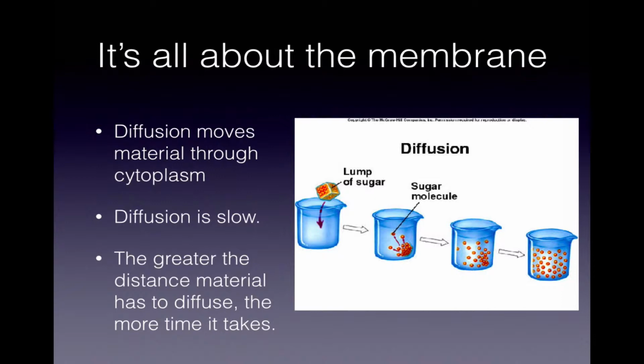Just to remind you what diffusion is: simply the spreading of molecules from where they once were to where there were no molecules, or in other words, the spreading of molecules or atoms from where they were concentrated to where they were dilute. So, for example, if you put a lump of sugar in some water and you let it sit, the sugar molecules are going to diffuse into the water or dissolve. So diffusion makes material move through the cytoplasm, but it's slow. And the greater the distance material has to diffuse, the more time it's going to take.